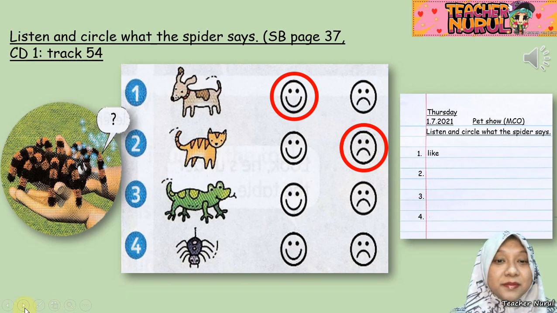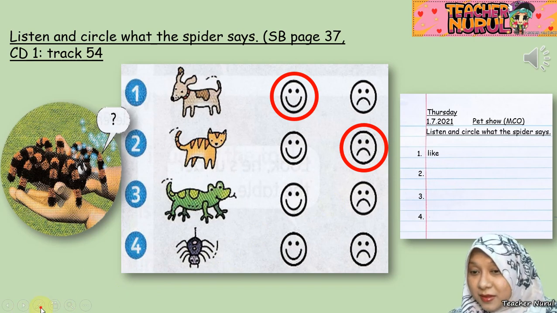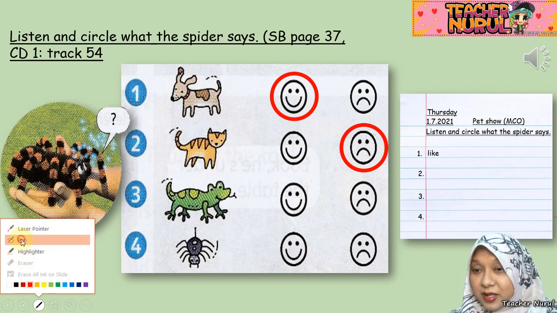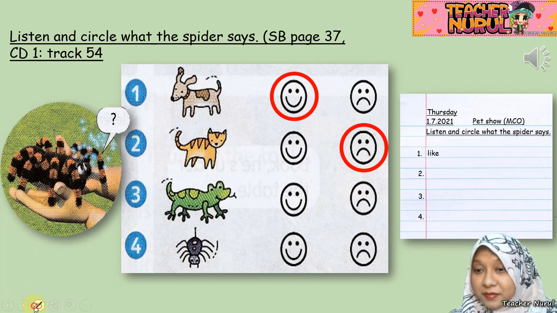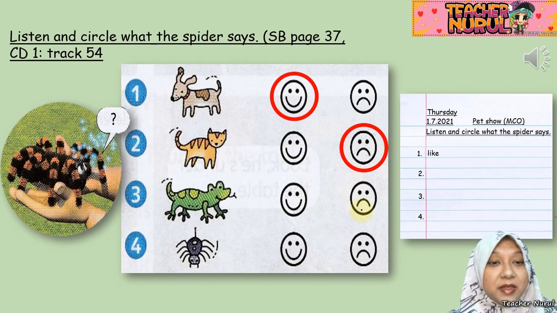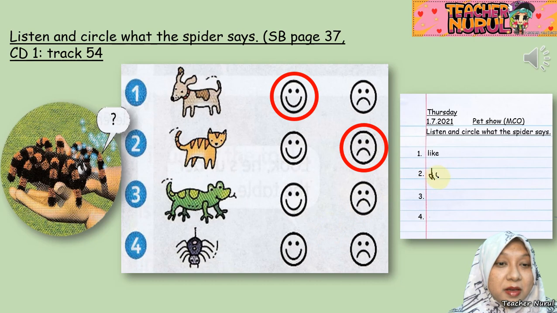Okay? Let me try to write here. Let us change the color. Like this. I just write down don't like. Mind my handwriting. You just write down don't like, like this. Make sure you write it nicely. Don't write like me. Okay, like that.